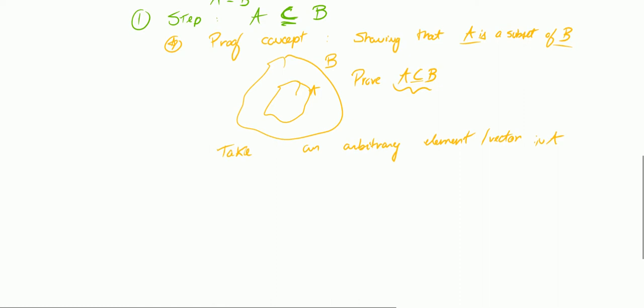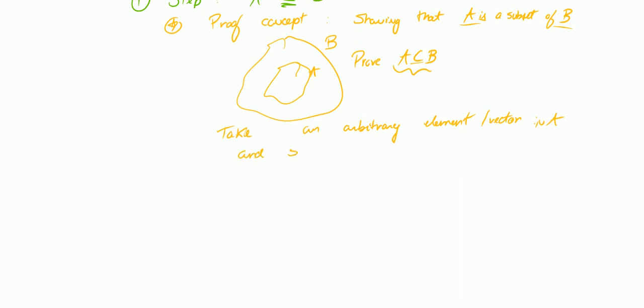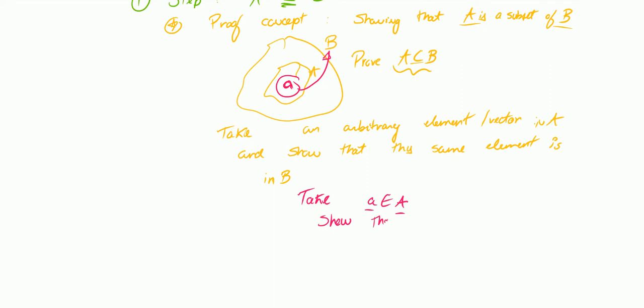So that's a small a in A. And you show that this same element is in B. Okay, so what do I mean by that? That might sound a bit confusing at first, but what do I actually mean by that? Well, you'll start by saying, take a belonging to A, right? So small a belongs to big A. So visually what that means is I'm taking an element a that belongs to A. And I want to show that a also belongs to B.